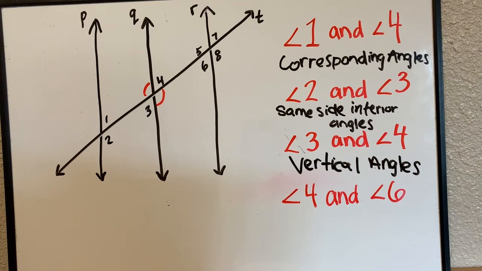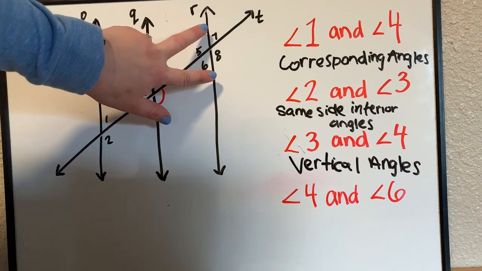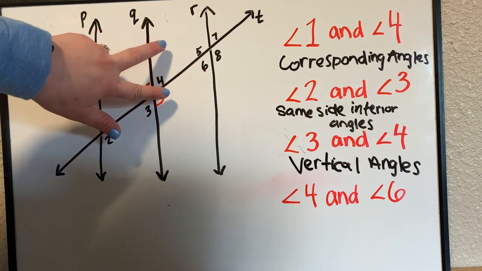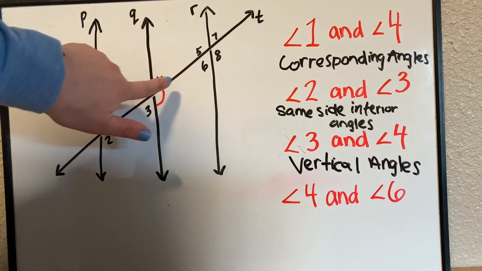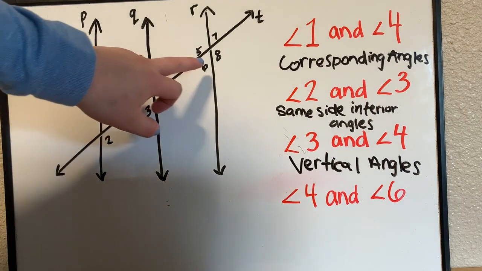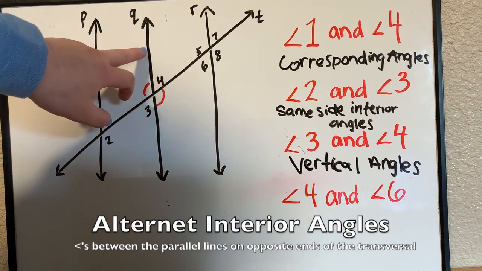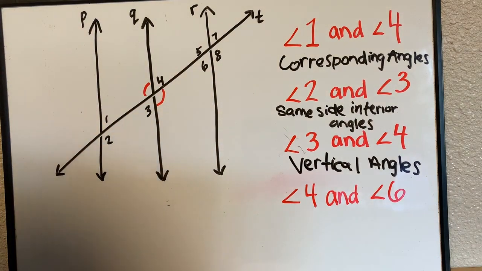And last but not least, angle 4 and angle 6. So again, if I brought this line over to this line, they would not be in the same position. Angle 6's position would be here, right? So they are on alternate sides, okay? They are alternate interior angles.